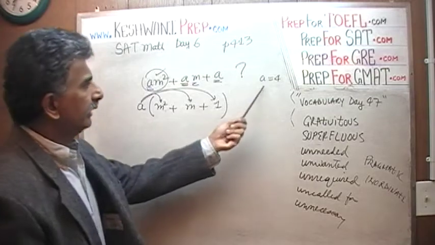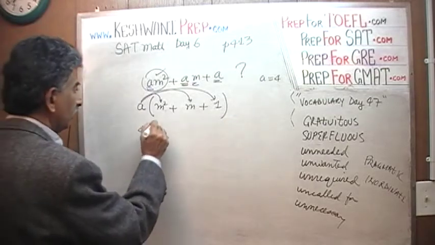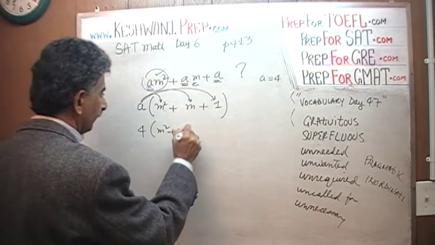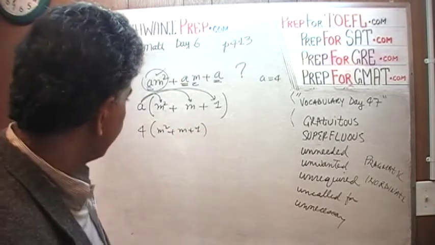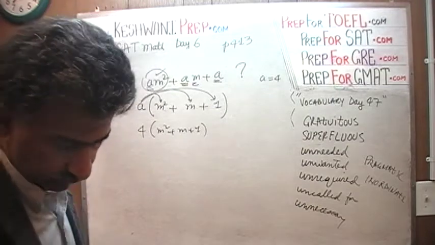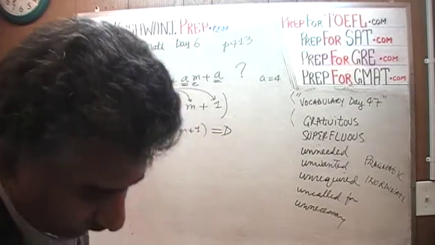And then we are told that a equals 4. If a equals 4, we just have to replace that a with 4. There you go, that's your answer: 4 times m squared plus m plus 1, which is answer choice D. Let's do the next one, number 5.